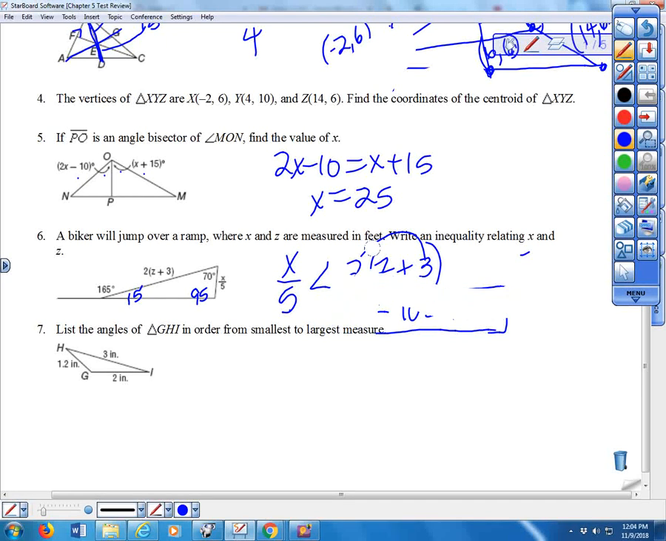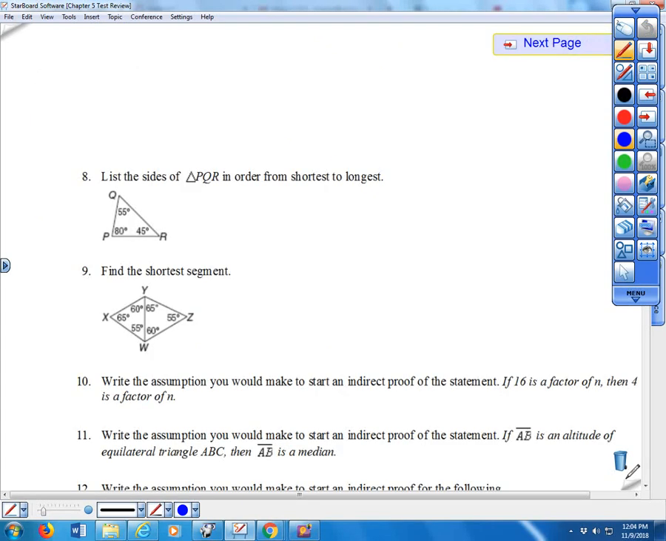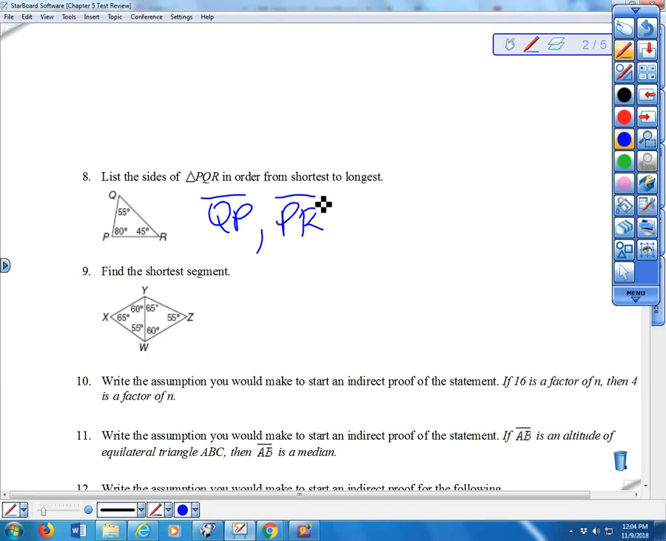Next one, list the angles in order. Okay, so the smallest is going to be opposite the 1.2, so that's angle I. And that's going to be less than the angle opposite the 2, which is h. And then finally, g. List the sides from shortest to longest. Shortest side will be opposite the 45. Then next would be opposite the 55. And then next would be opposite the 80.